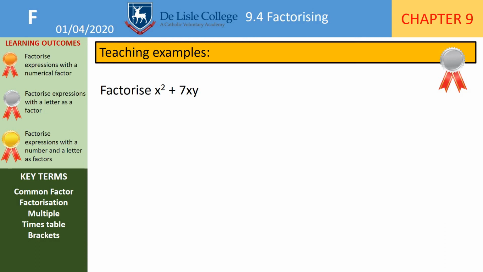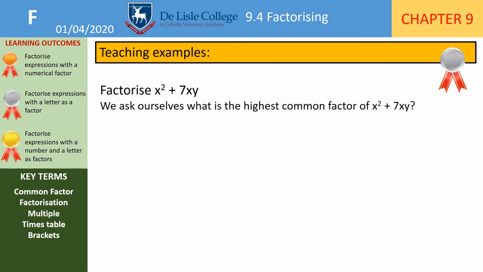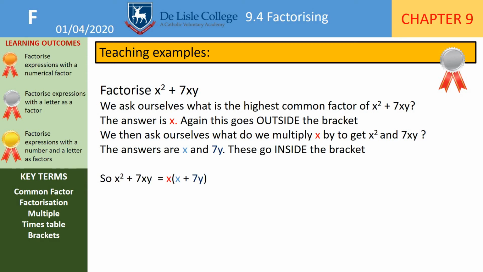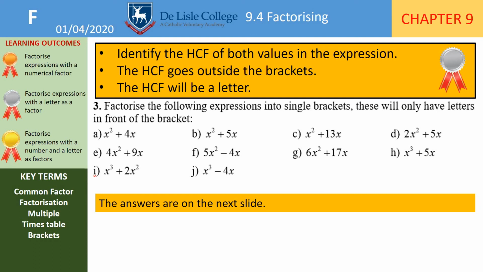And one final one. If we're factorising x squared plus 7xy, what's the highest common factor of x squared and 7xy? The answer is x. So that goes outside the brackets. We then have to ask ourselves, what do we multiply x by to give us x squared and 7xy? The answers are x and 7y. These go inside the brackets. So x squared plus 7xy equals x brackets x plus 7y.